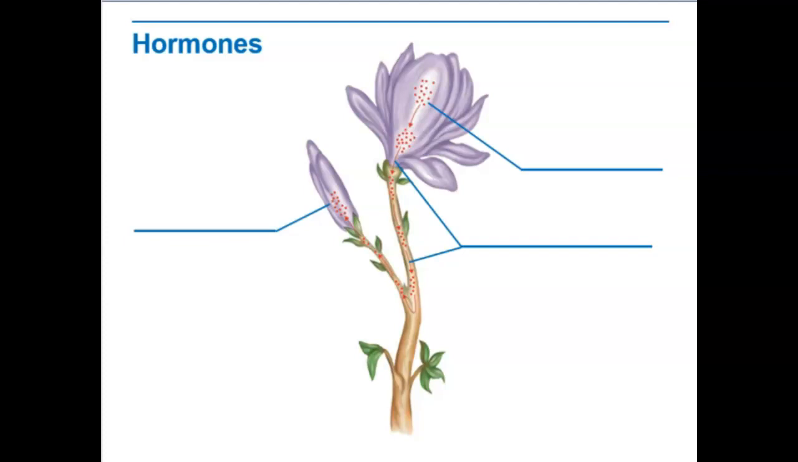For example, your pituitary gland produces a lot of hormones, and they act on various areas of your body. Here we have an example of hormone-producing cells. We can see the movement of that hormone, and here would be the target cells.